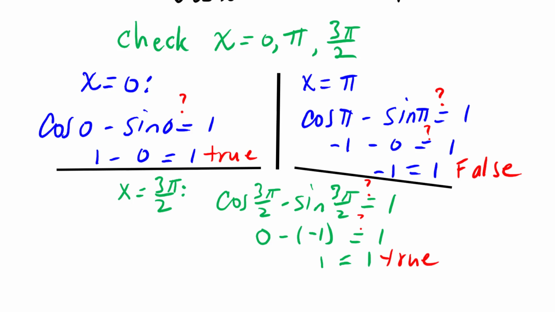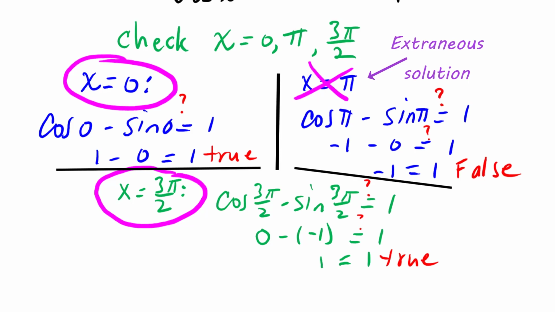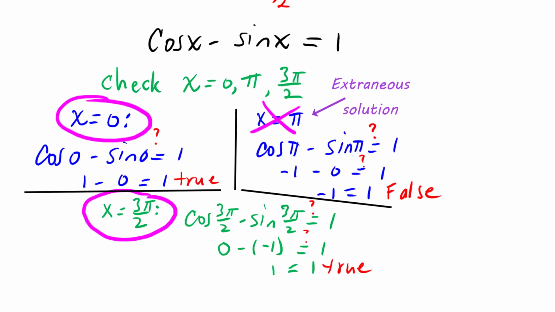Great. So, two of these are actually solutions. X equals 3 pi over 2 and x equals 0, but not x equals pi. That's not a solution. In fact, it's what we call an extraneous solution. It came only from the fact that we squared each side of that equation. So we have two solutions. X is 0, 3 pi over 2.